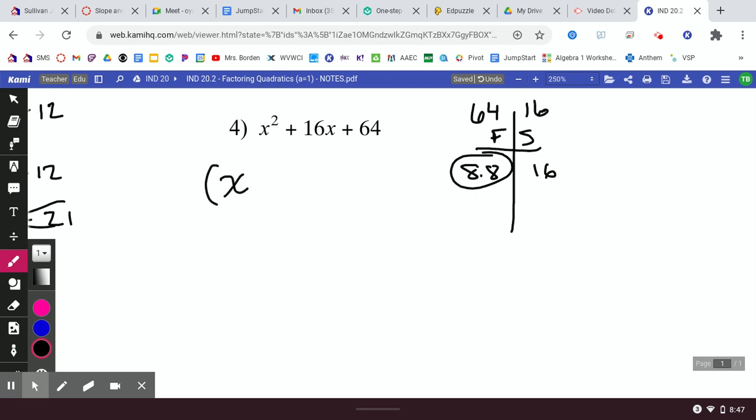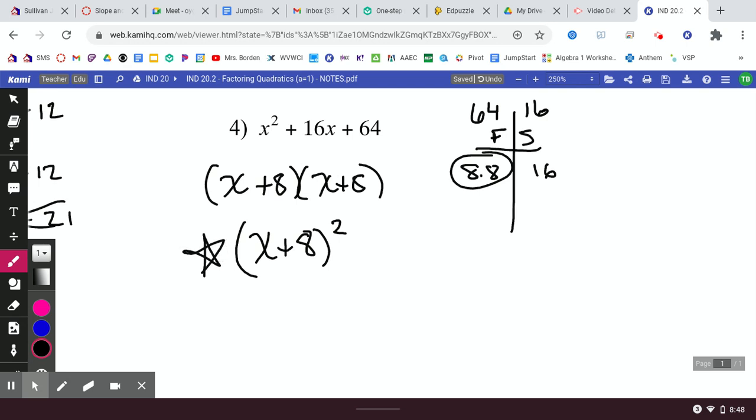My answer, binomial, single x plus 8. Single x plus 8. The reason I wanted to do this one as an example is how else could I write that? Yes. X plus 8 squared means the same thing. I don't care how you write it. I just want you to see both. So on a test, if it's multiple choice and you see this as an option, you recognize that that is the same thing as writing it out twice. Okay?